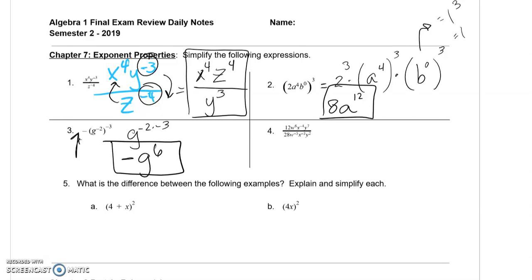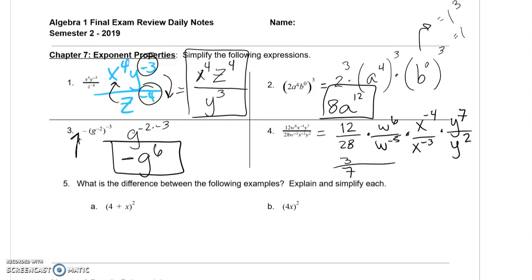Number 4, to me, the easiest way to think about doing this one is to separate our bases. So I'll do 12 over 28. We'll do w to the 6th over w to the negative 5th. We'll do x to the negative 4th over x to the negative 3rd. And finally y to the 7th over y to the 2nd. 12 over 28, they're both divisible by 4. So when you divide 12 by 4 and 28 by 4, that leaves us with 3 over 7.